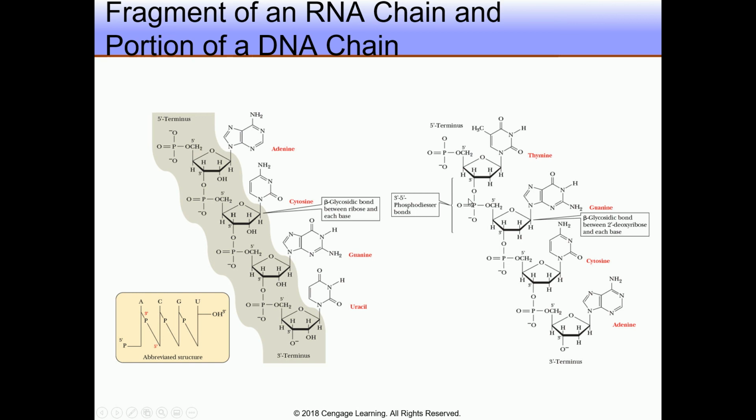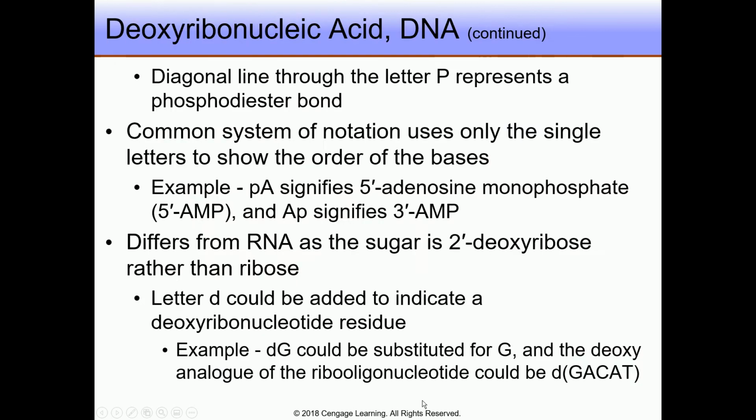Okay, so this phosphate is first of all linked with this carbon, as well as it is linked with this carbon, which is through the OH group attached to the 3' carbon of this nucleotide. So this is called the phosphodiester bond. This is the way the nucleotides are linked with each other.